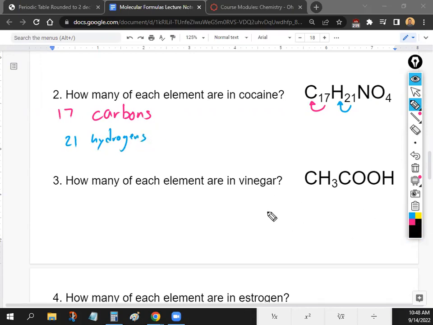Okay, what's the next element? Nitrogen. Yeah, we got nitrogen, the N. How many nitrogens do we have though? Yeah, just 1. And then last but not least, what's the last element we got? Oxygen. Yeah, and then we have 4. Good. And that's it. Pretty easy, right?